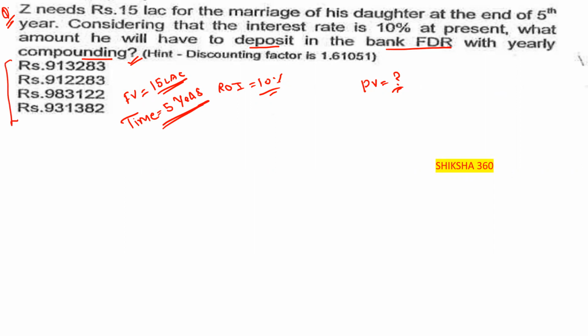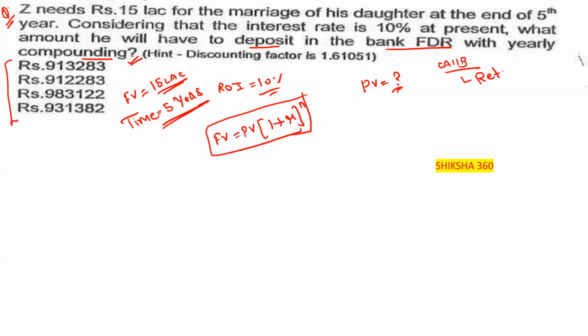So directly here we know that future value is equal to present value into (1 plus r) power n. This is the formula we have discussed in chapter number 1 part 1 in the theory session. You just have to implement that formula here. This type of question you will directly find in the CAB retail examination also. Retail is one of the electives in the CAB.